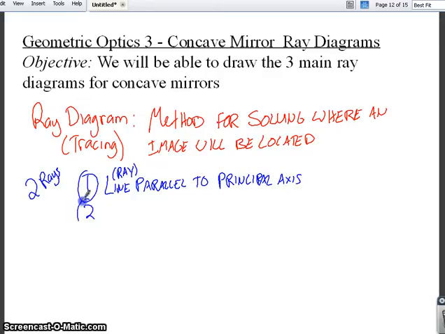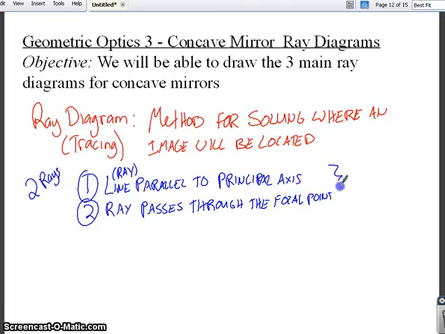And the second one is a ray that passes through the focal point. These two will give you your answer, and 9 times out of 10, or I think actually 10 times out of 10, this will give you full credit on a test. Okay, just drawing these two.